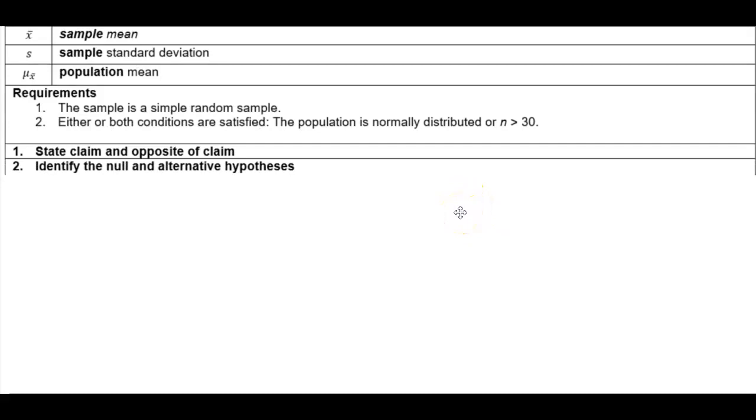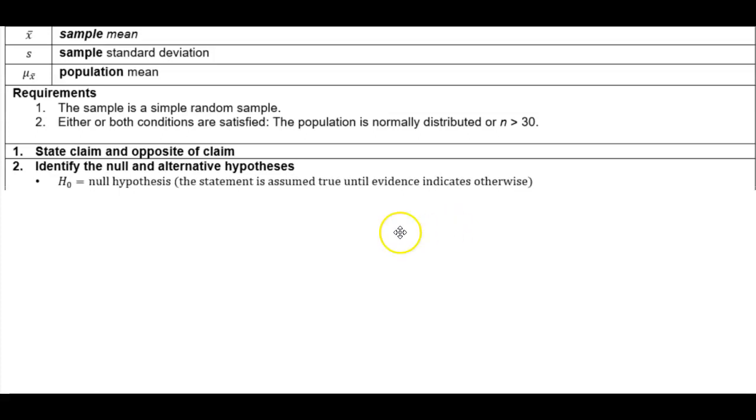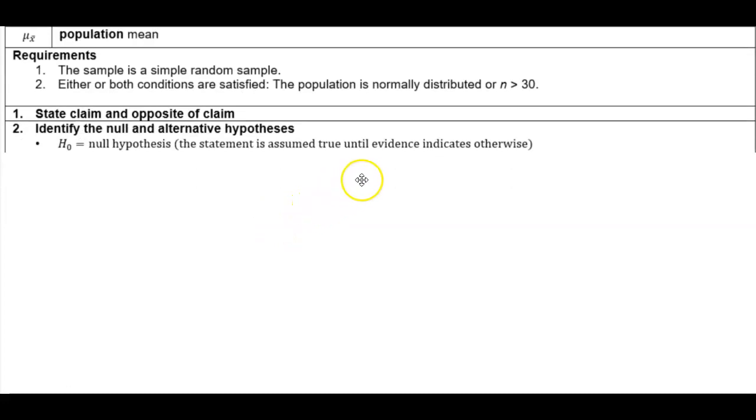Number two, identify the null and the alternative hypothesis. The null hypothesis is the statement assumed true until evidence indicates otherwise. The alternative hypothesis is the claim to be tested.